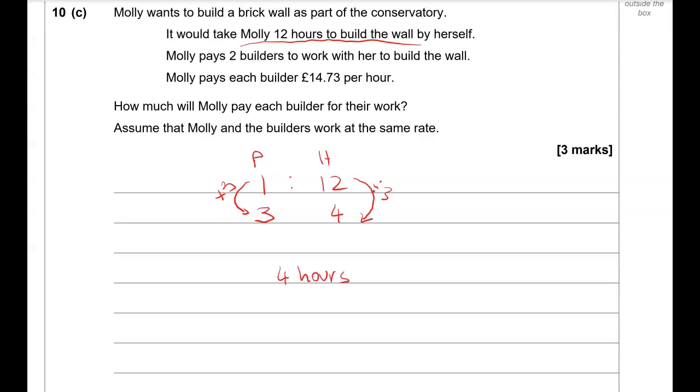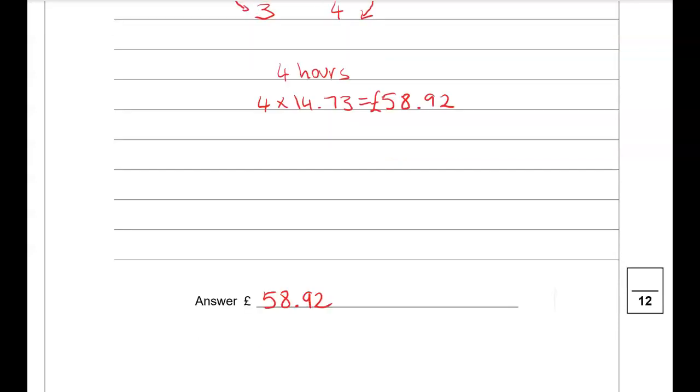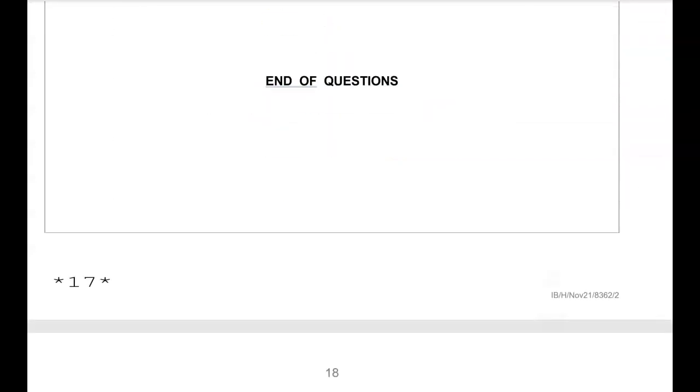Now Molly pays each builder £14.73 per hour. So each person will get 4 times 14.73, which is 58.92. So £58.92. And this is the end of the paper.